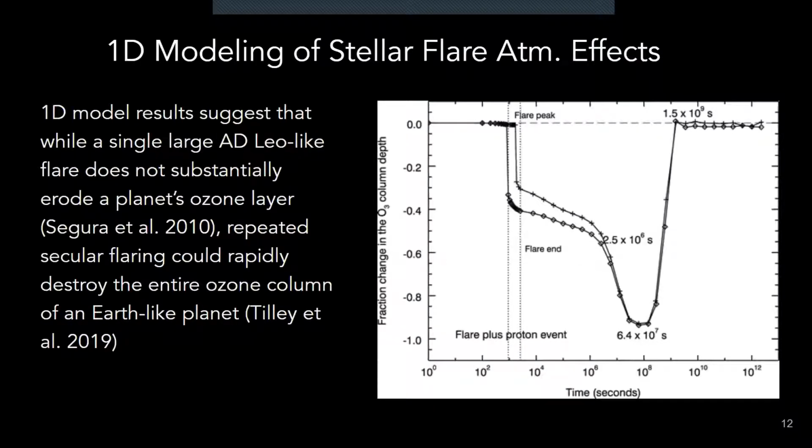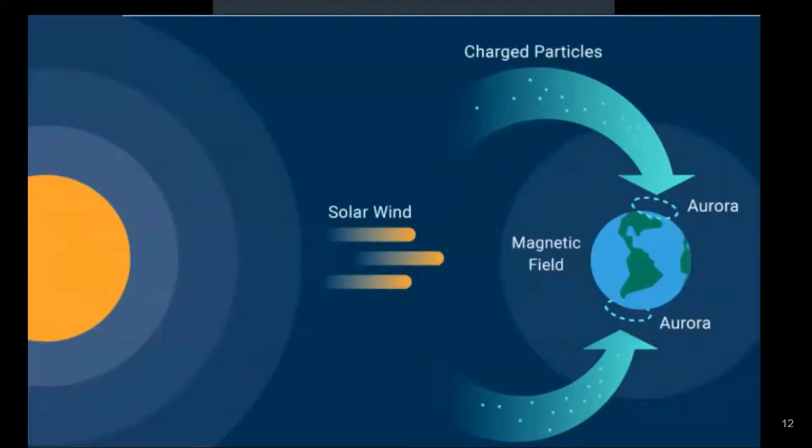Previous 1D work found that while a single large flare does not substantially perturb a planet's ozone layer, recurring flares could quickly destroy the entirety of a planet's ozone layer, given an initially Earth-like atmospheric composition. Three dimensions are the natural next step.